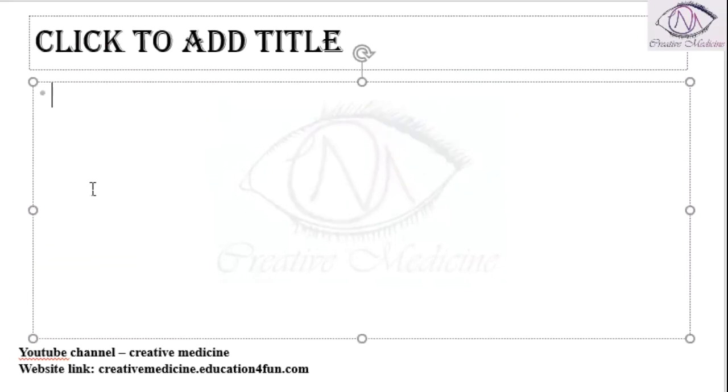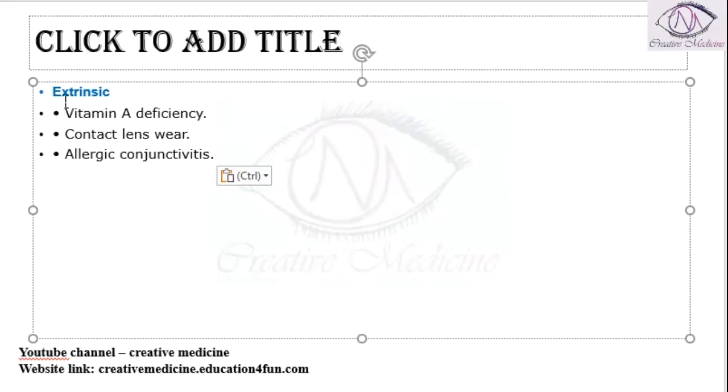Then we have extrinsic causes of dry eye. Now extrinsic causes of dry eye mainly occurs due to vitamin A deficiency, contact lens wearers and allergic conjunctivitis. So these are the extrinsic causes of dry eye.